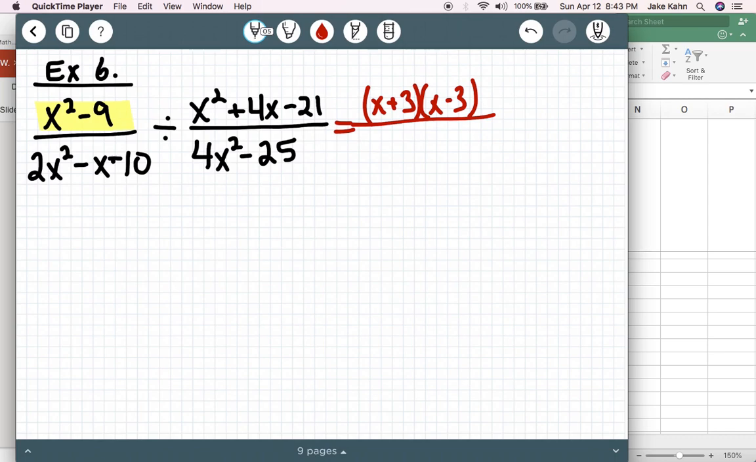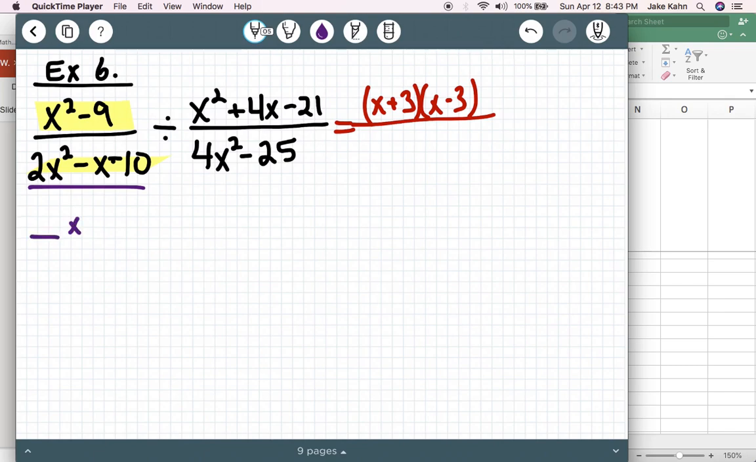On the bottom, we have 2x squared minus x minus 10. Unfortunately, this is a problem where you have an a value that is not equal to 1. So this is the hardest type of problem to factor. I'm going to do it off to the side here in a different color, in purple. So this right here is what I'm working on factoring right now. 2x squared minus x minus 10.